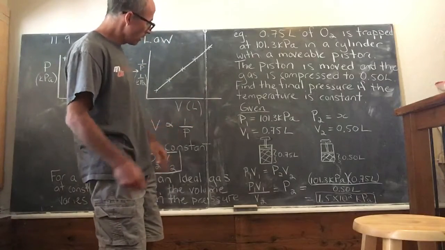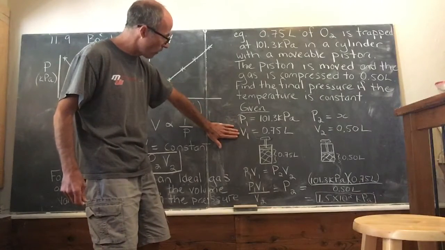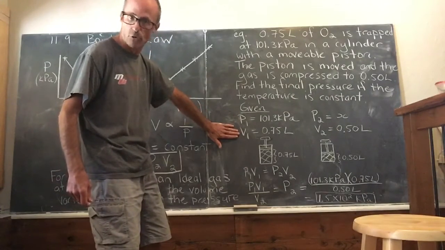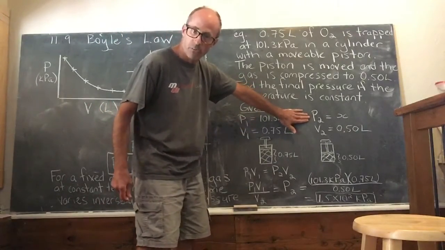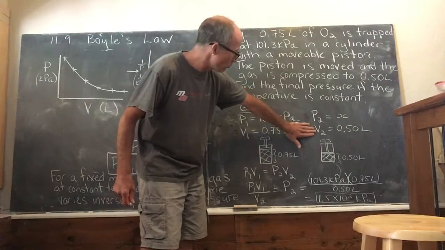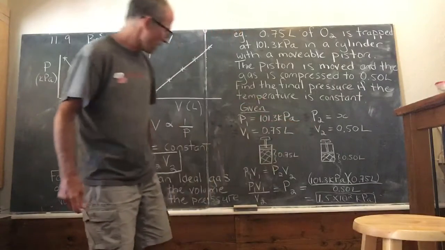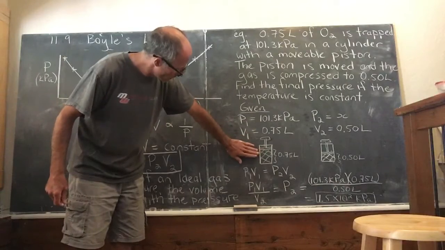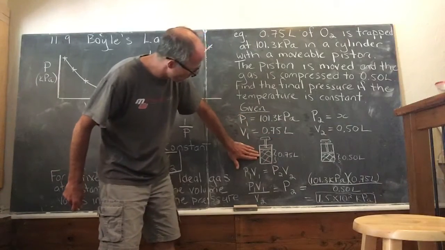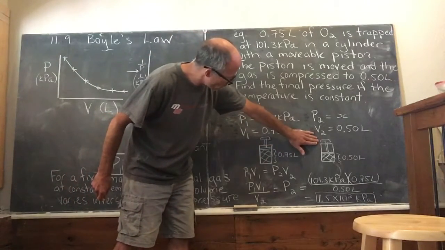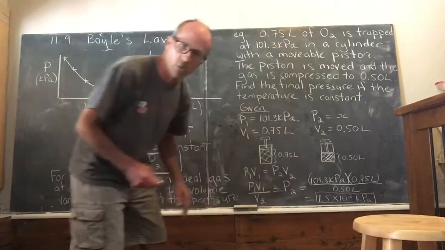Let's write down what we know. We know the initial pressure is 101.3 kilopascals. We know our initial volume is 0.75 liters, or 750 milliliters. P2, the final pressure, is unknown, so we're going to call that X. V2, our final volume, is half a liter, or 500 mils. And I drew some pictures to show you the piston initially at 3/4 of a liter, and the cylinder is a little bit bigger, and when you push the piston down, the volume drops, and of course the pressure is probably going to go up.